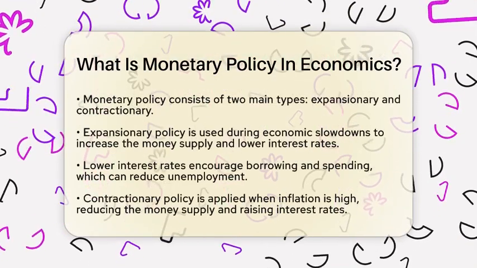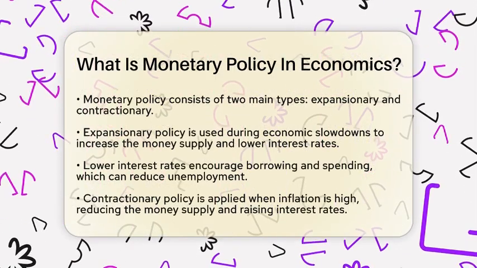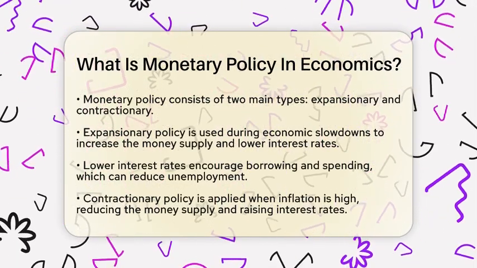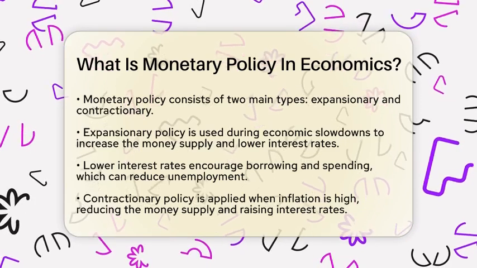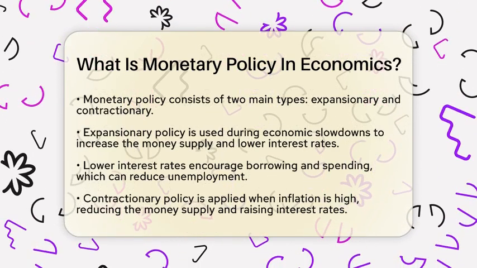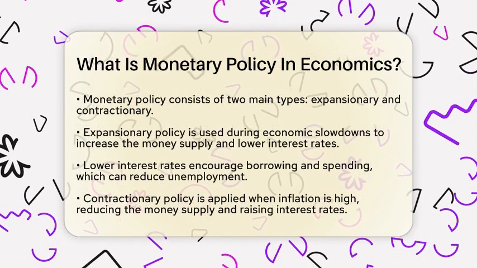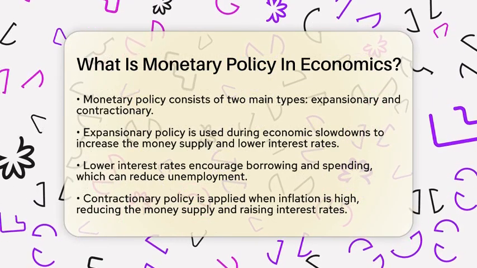There are two main types of monetary policy: expansionary and contractionary. Expansionary monetary policy is used when the economy is slowing down. It increases the money supply and lowers interest rates. This encourages borrowing and spending, which can help reduce unemployment.